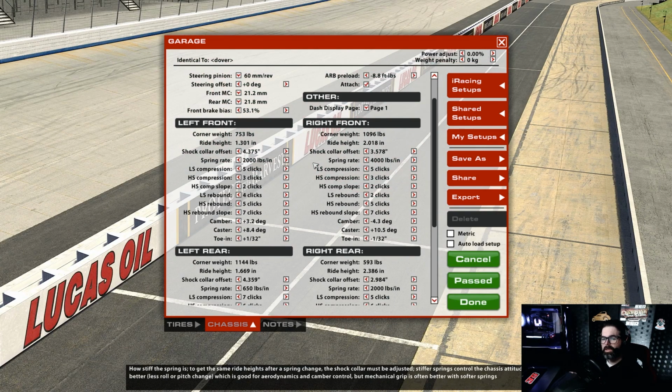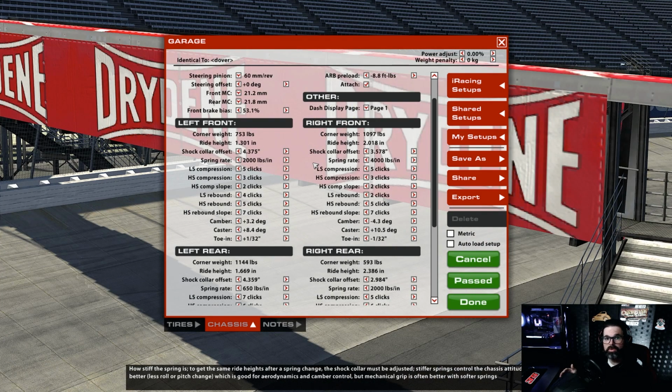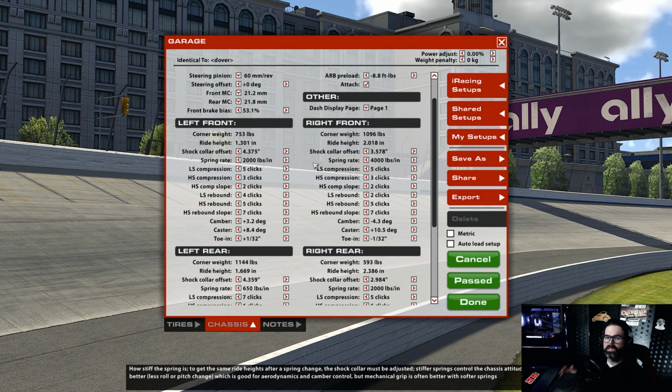So when you are looking at really trying to make this thing drivable and feel good, especially in those situations where we're talking about rough tracks, like those huge bumps that we have at Iowa, or the big transitions coming out of the corners at like a Bristol or a Dover. This is where the high speed compression and rebound really come into play.